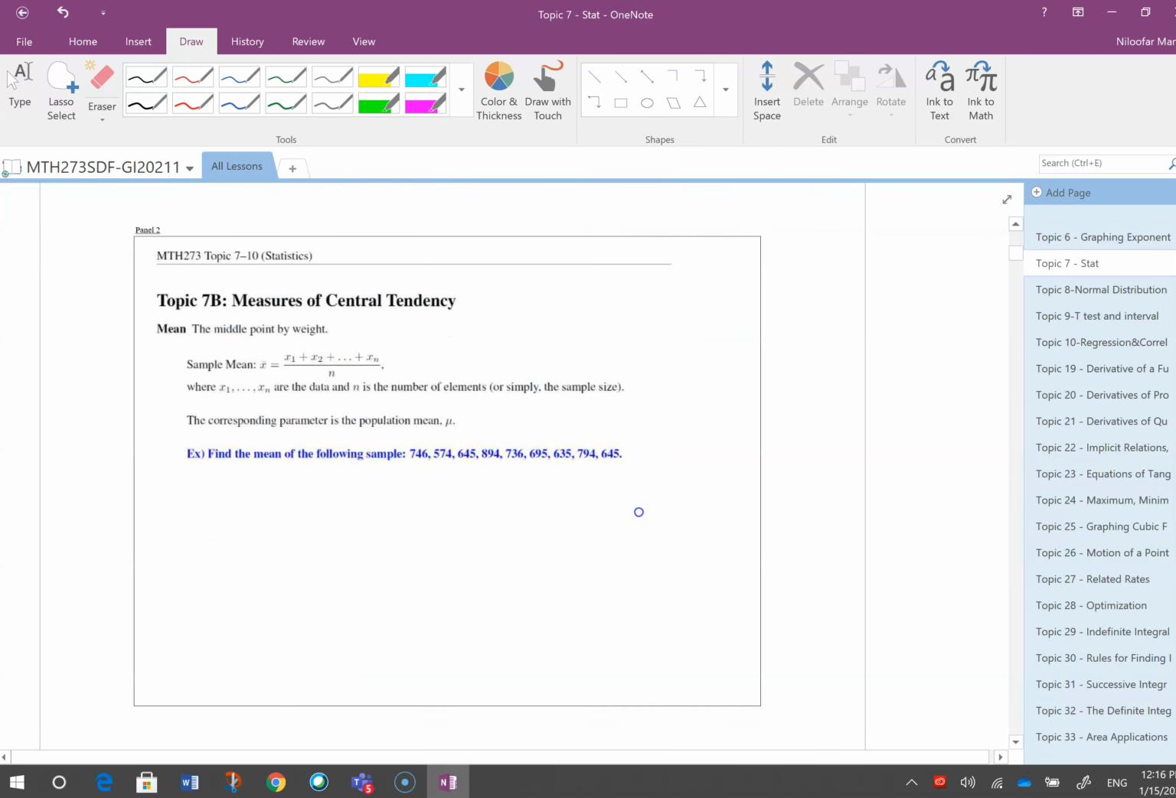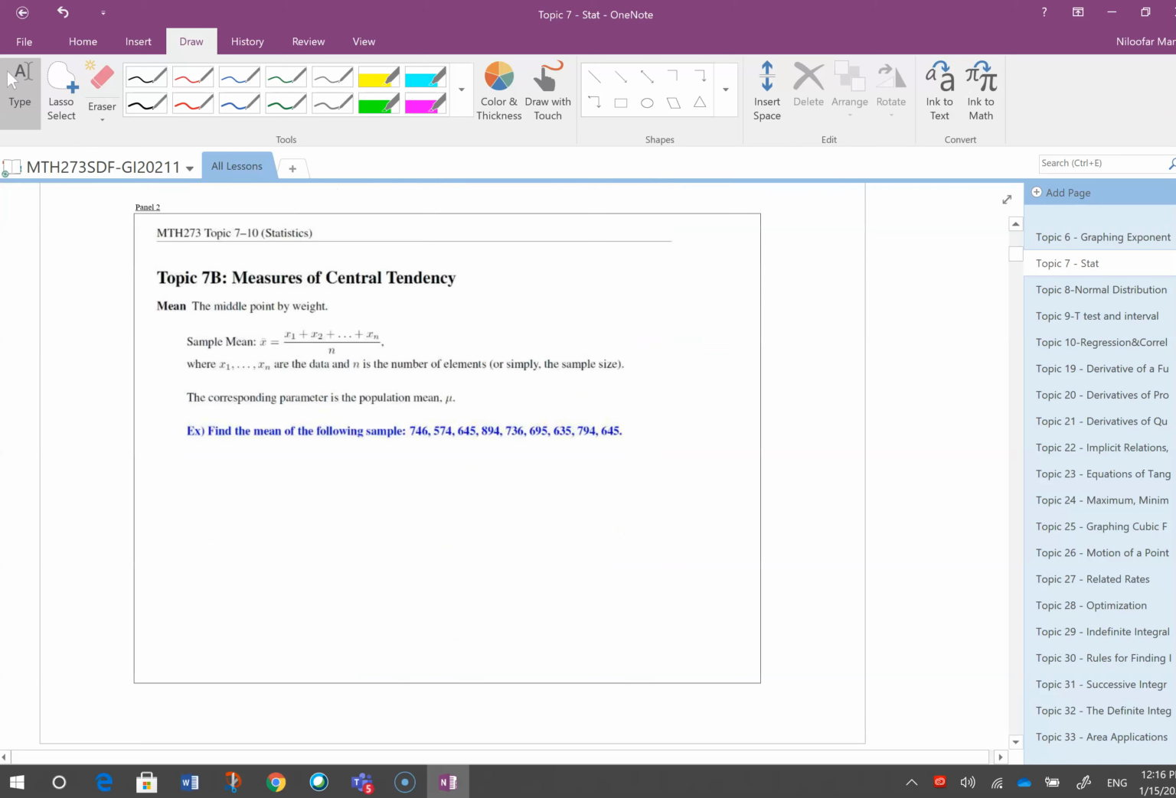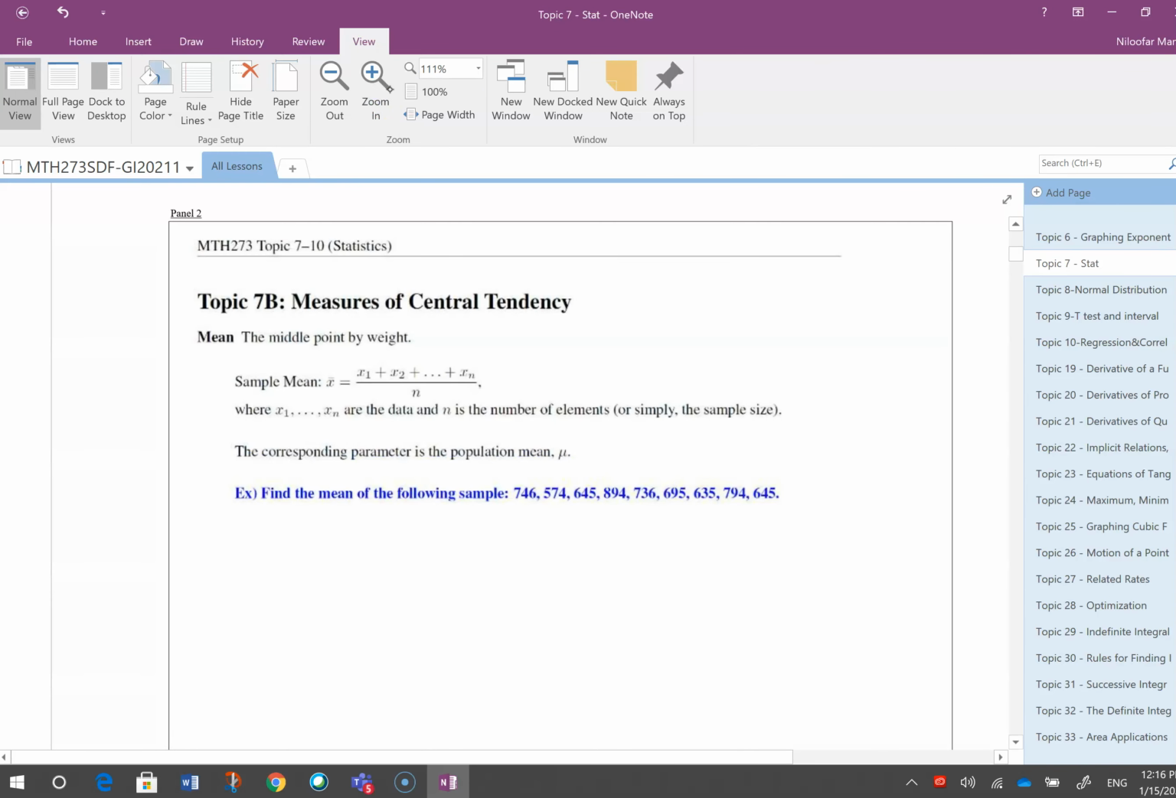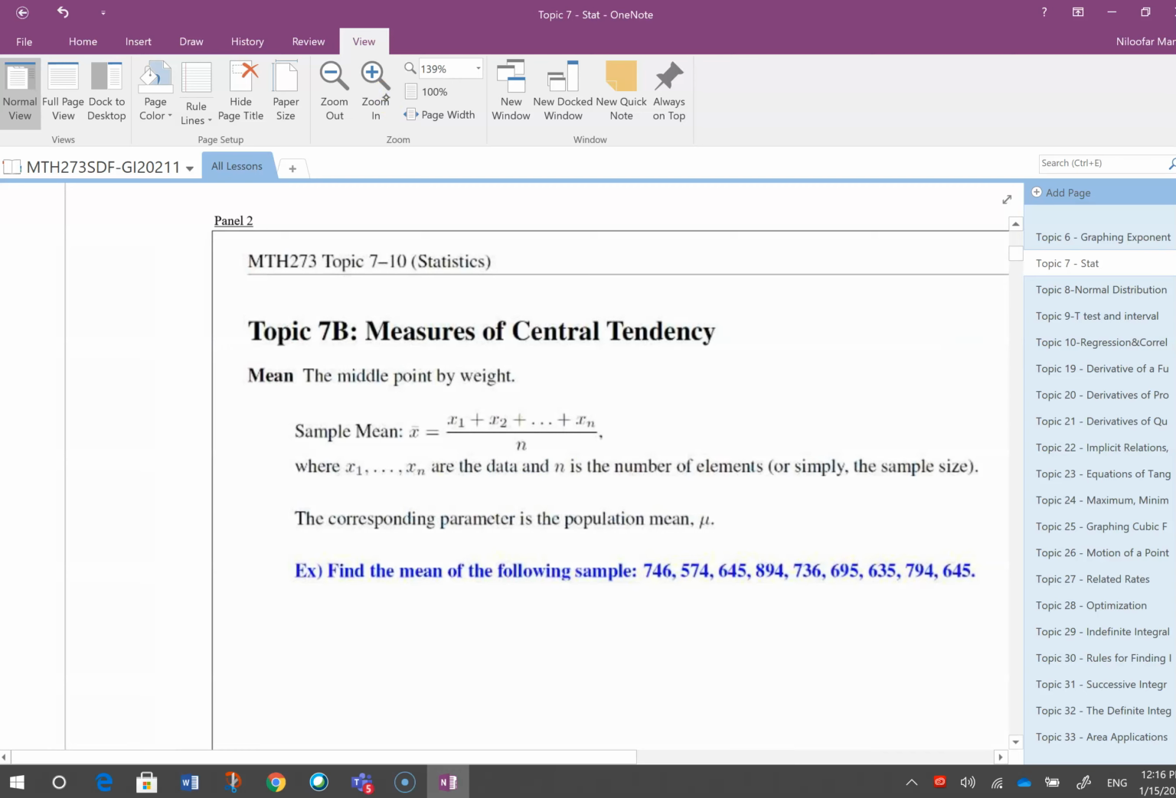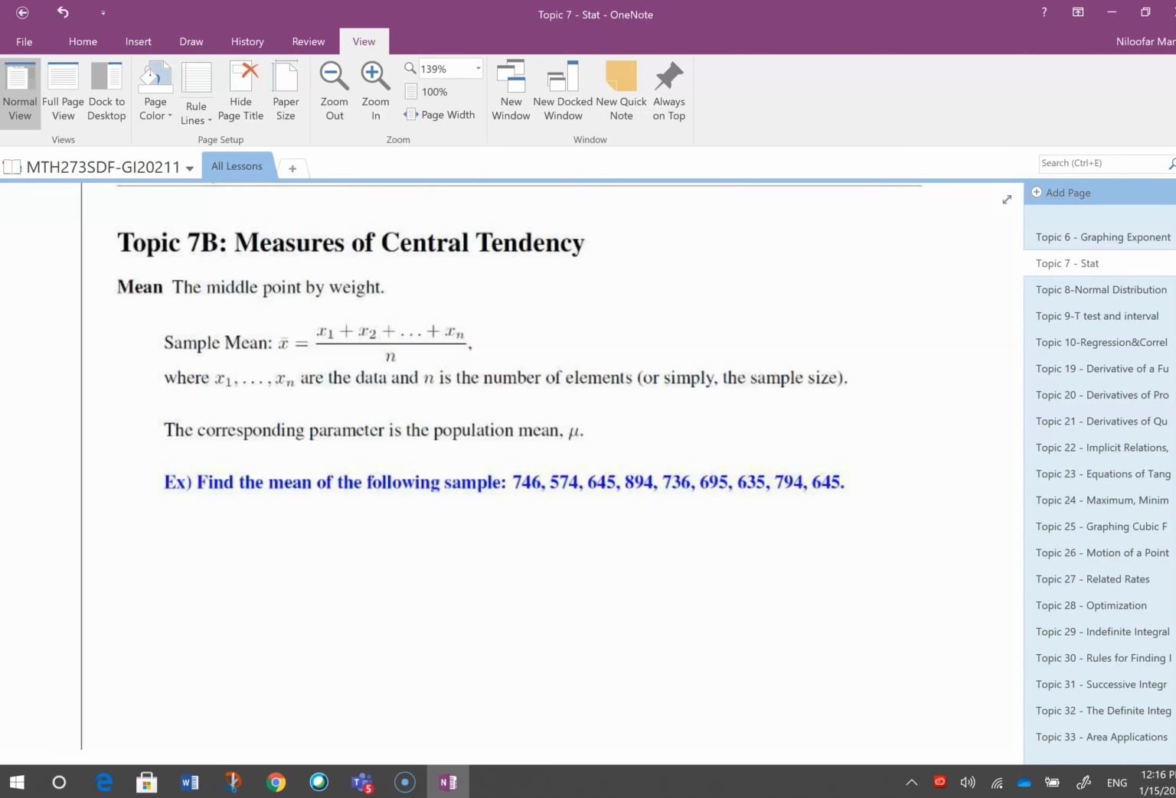So these are the terms that we need, and I'm not going to ask you to define them for me. We don't do this. Okay, sample mean. When I collect all the data and I add all of them and divide by the number, it will be the mean. So you add all of them and you divide by the number.